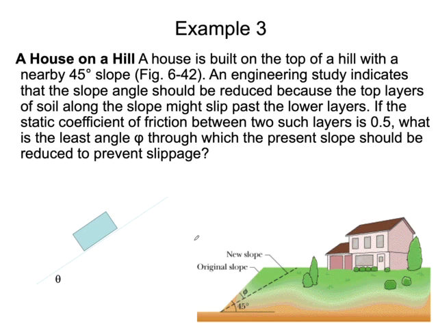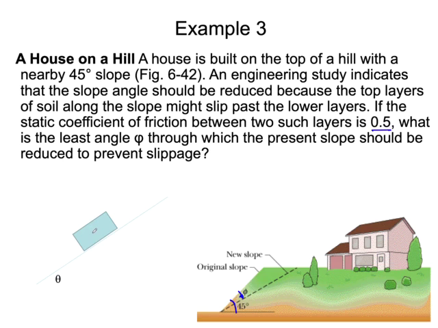Take a quick look at this one. Civil engineers have to worry about this all the time. In this case, the original slope of the material used to make this was at 45 degrees, but mu sub s, the coefficient of static friction, is only 0.5. So the question is, what angle do we need to reduce this by so that this thing doesn't slip?